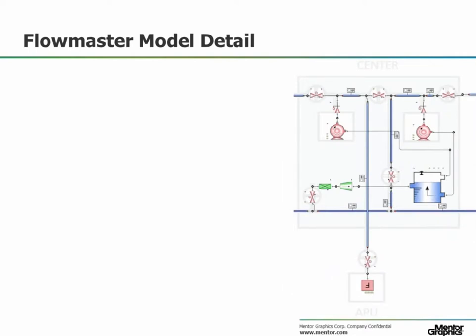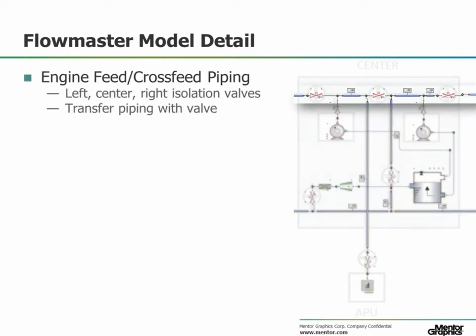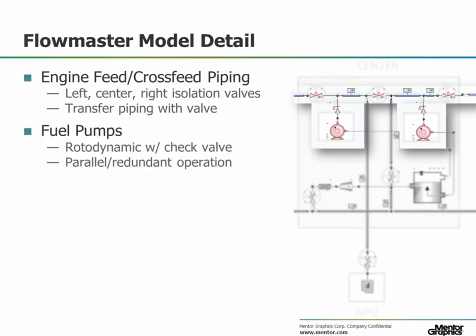In the center of the drawing, we can see more detail of the components that we used in the model. Crossfeed piping and isolation valves are modeled with more elastic pipe and ball valve components. Center tank transfer pumps feed directly into the crossfeed line or the refuel gallery depending on isolation valve position.